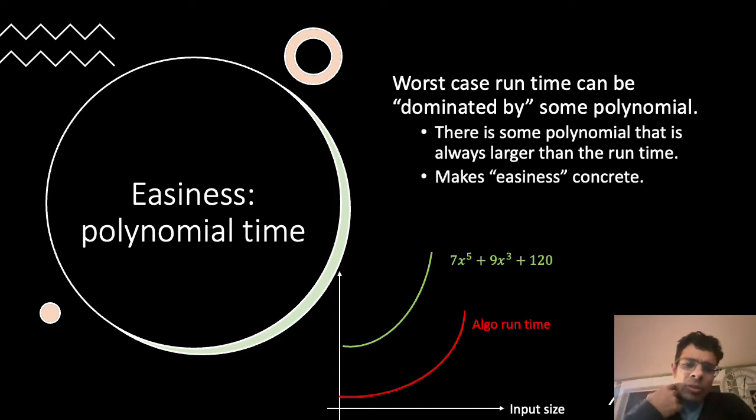and this kind of makes the concept of easiness concrete. If the runtime can be dominated by a polynomial, in the worst case, that means it's an easy problem. And this isn't always the case. A lot of times, the algorithm runs in exponential time, and you'll never find any polynomial that is always greater than an exponential function. So yeah, this makes the concept of easiness concrete, and this is what we need to define the conjecture further.